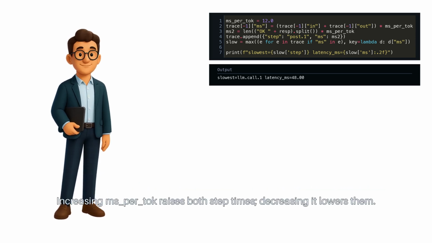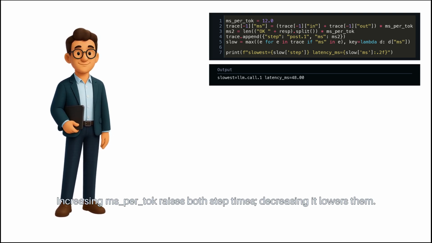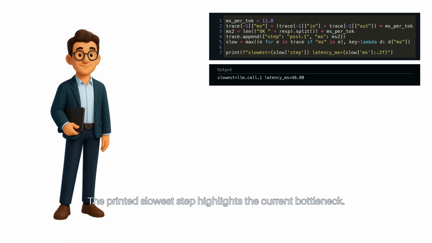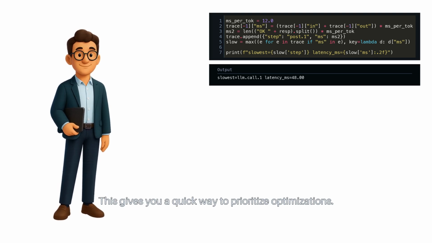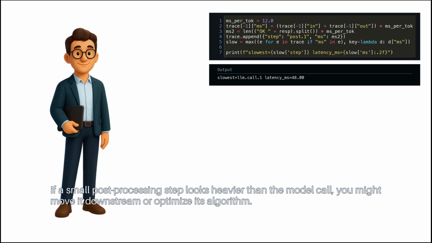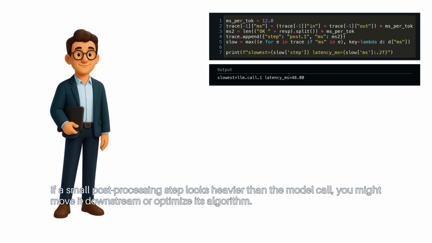Increasing milliseconds per token raises both step times. Decreasing it lowers them. The printed slowest step highlights the current bottleneck. This gives you a quick way to prioritize optimizations. If a small post-processing step looks heavier than the model call, you might move it downstream or optimize its algorithm.